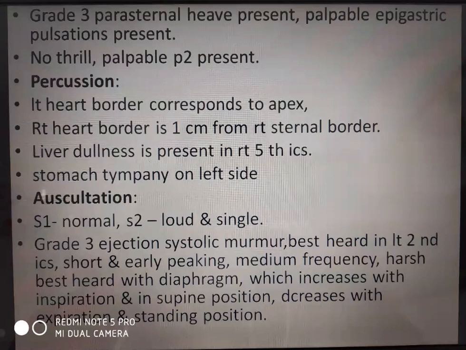So, the left heart border corresponds to the apex. The right heart border is 1 centimeter from the right sternal border. The liver dullness is present in the right fifth intercostal space in the mid-clavicular line. You should always percuss the second intercostal space on both the right and left sides. Normally, sometimes you can get dullness extending up to about 1 centimeter beyond the left sternal border, but beyond that is definitely abnormal.